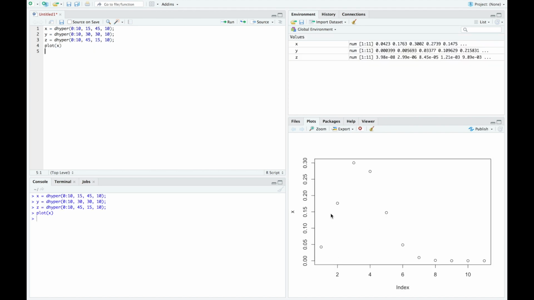If we plot x, we can see the PMF, the probability mass function for this hypergeometric distribution for the case where m1 is equal to 15. We can see that it is very much right skewed. Looking at the one for y, where we have an even split of successes and failures, we can see that this is a nice symmetric distribution. And then finally z, where we have way more successes than failures, we can see that this is a heavily left skewed distribution.